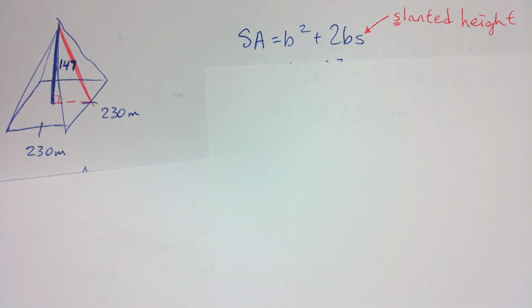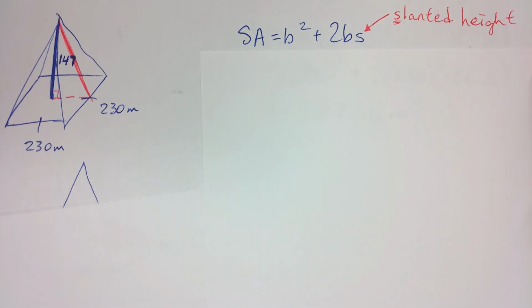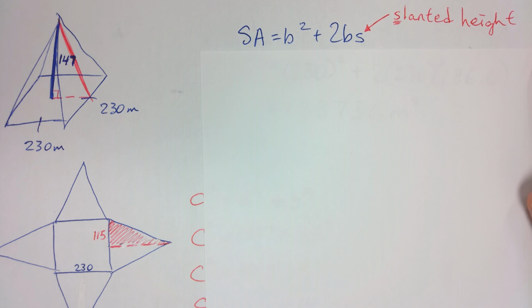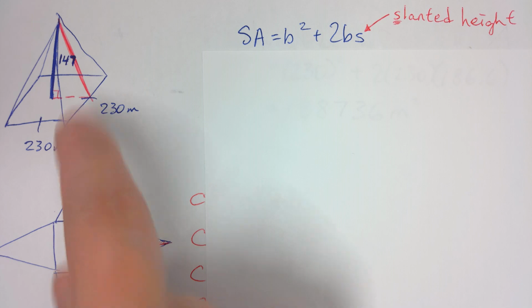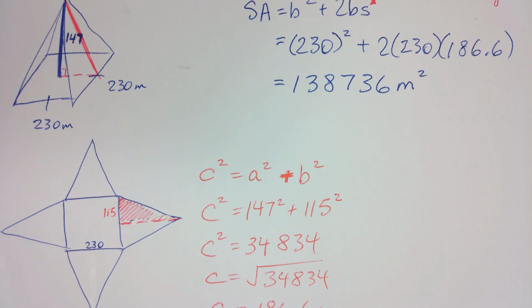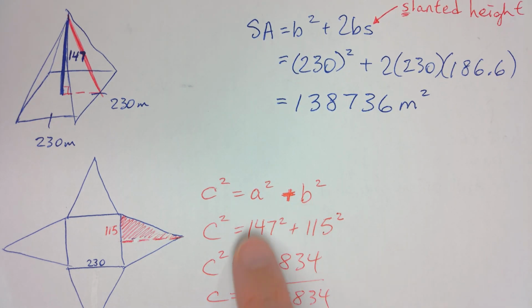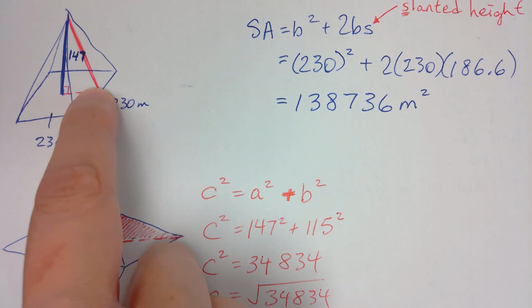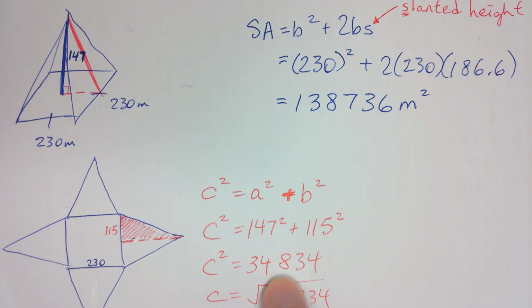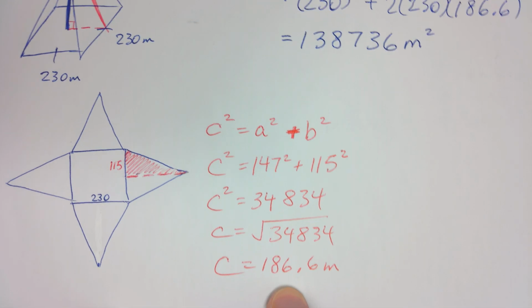Okay, so now you try it again. Just like what we said, your hint right here was you were looking for the red line, which is the slanted height. So slanted height means we are adding in the Pythagorean theorem. So 147 squared plus 115 squared. Again, it's half the base. Add it together, square root it, you get 186.6 meters.